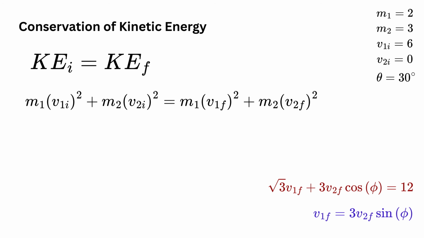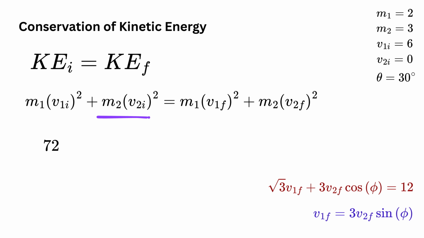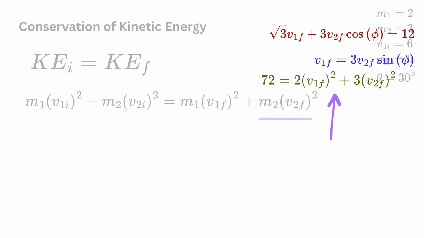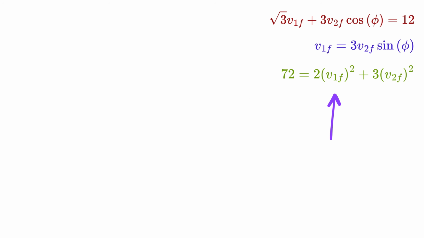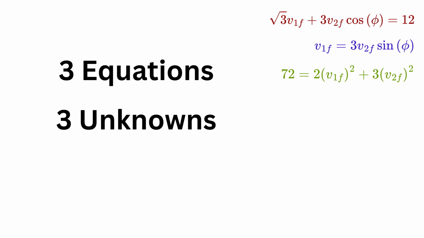Now let us go term by term. m1 is 2, and v1 initial is 6. So we have this as 2 times 36, or 72. Then v2 initial is 0, so this is 0. Now m1 is 2, and v1 final is v1f. So we have this as 2 v1f squared. Finally, m2 is 3, and v2 final is v2f. So we have this as 3 v2f squared. Thus we get this relation between v1f and v2f. So now we have 3 equations and 3 unknowns.